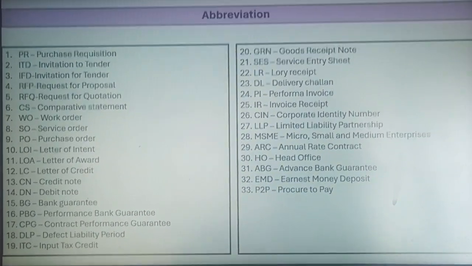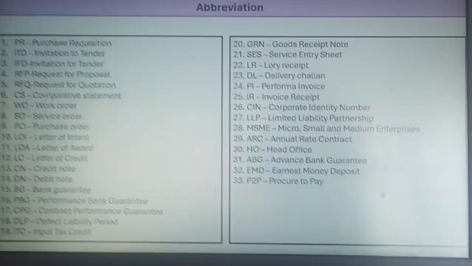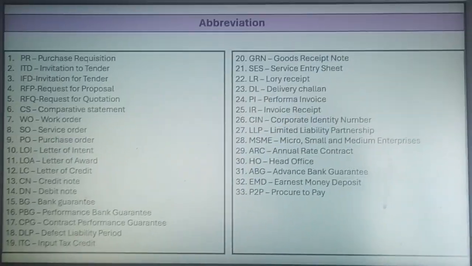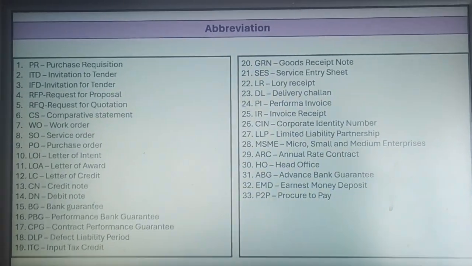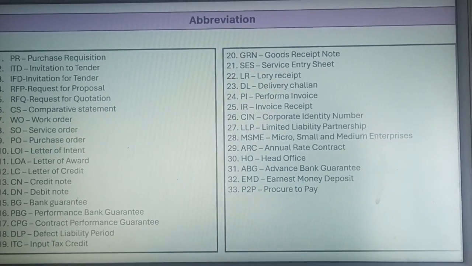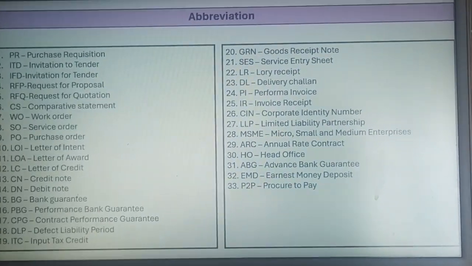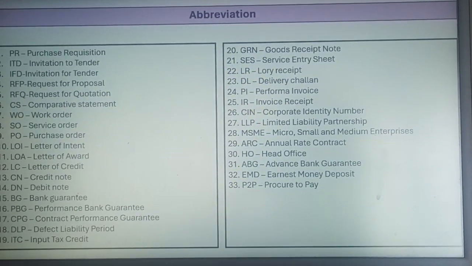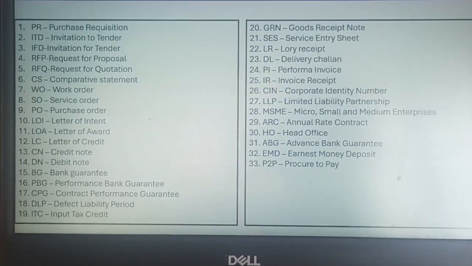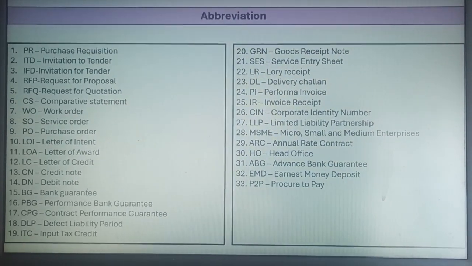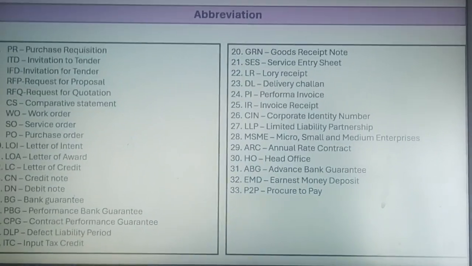P2P is the procure to pay cycle, in which everything from the purchase requisition being raised to the payment of the vendor is covered. It is very wide: purchase requisition is raised, inquiry is floated, quotation is received, the vendor is technically approved, the comparative statement is made, the approval note is prepared, the order is awarded, goods are received or services taken, then the invoice is received, then payment is done. This whole procedure is covered in P2P, procure to pay.